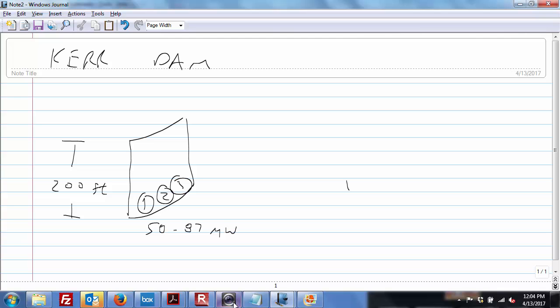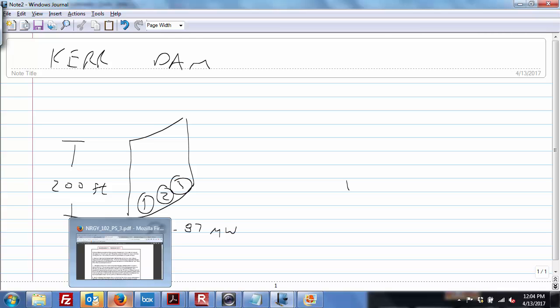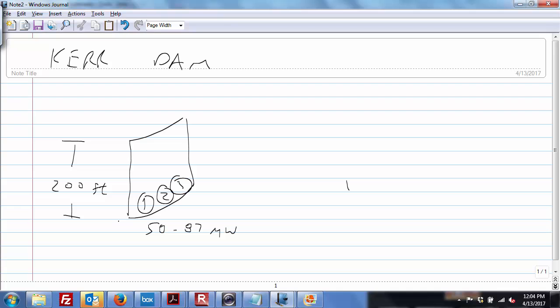So we're looking at Kerr Dam, and it's 200 feet tall. Like I just said, 3 turbines. It regulates Flathead Lake: turbine 1, turbine 2, turbine 3, and these turbines range from 50 to 87.